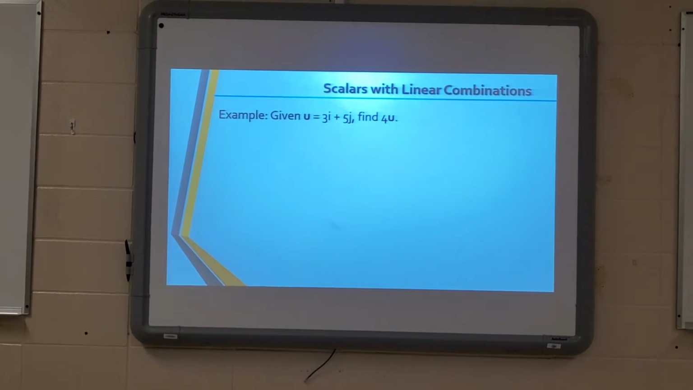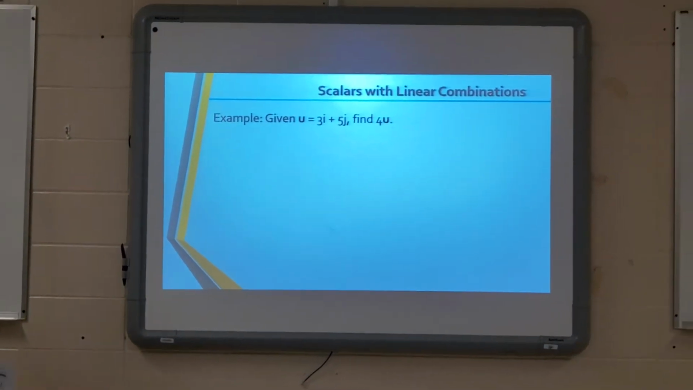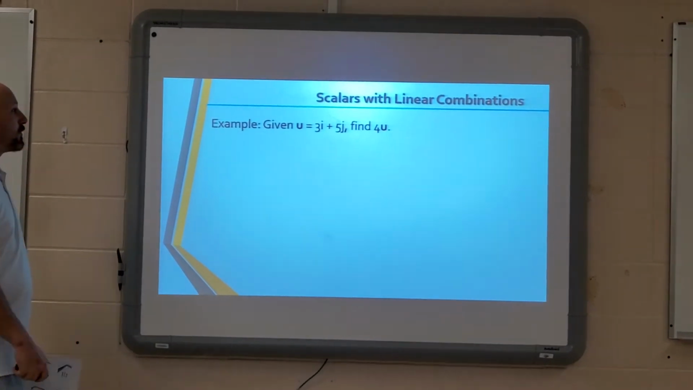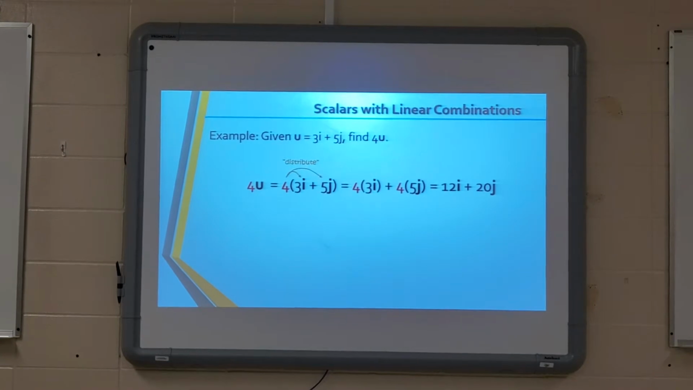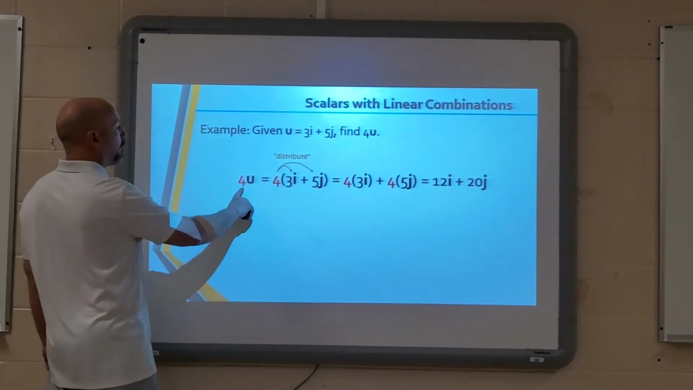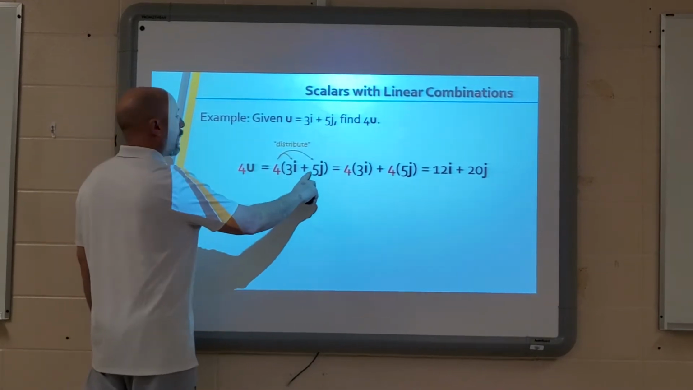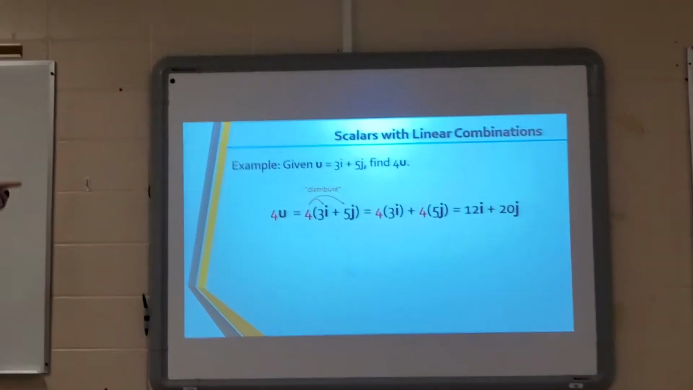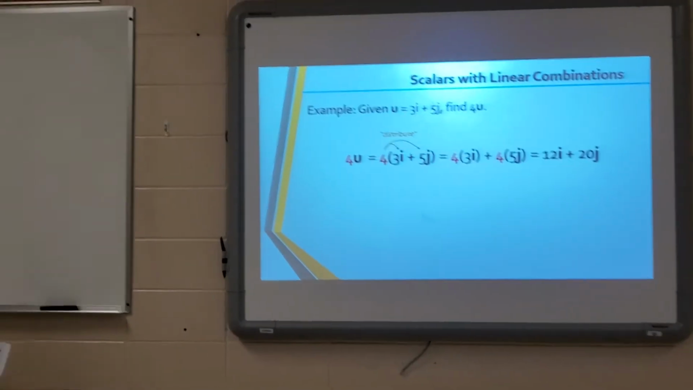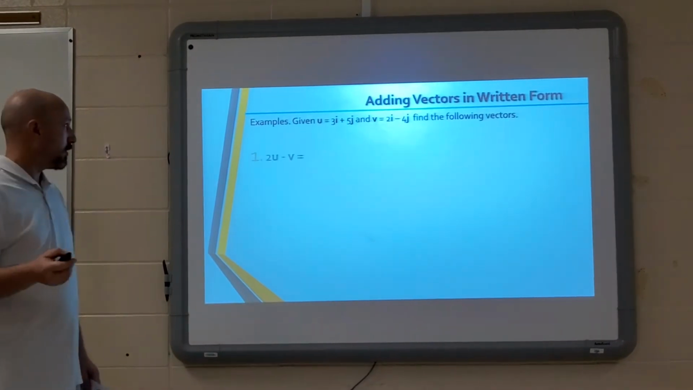Given u as 3i plus 5j, find 4u. Well, this is just a review from yesterday, our previous lesson. If we have 4u, the 4 is a scalar, and we multiply our two components by 4, and we get the new vector 12i plus 20j. Really simple to do. Y'all shouldn't have any trouble with this.